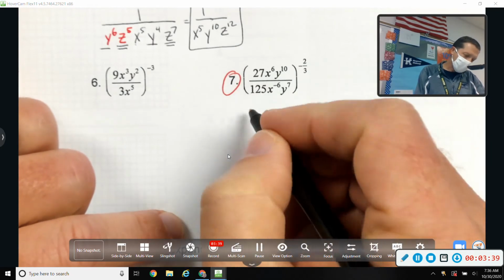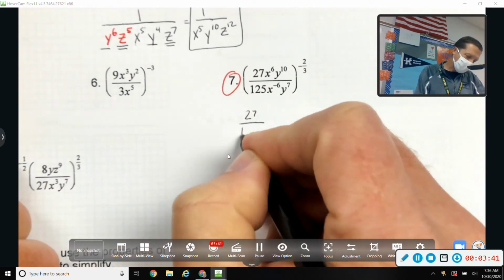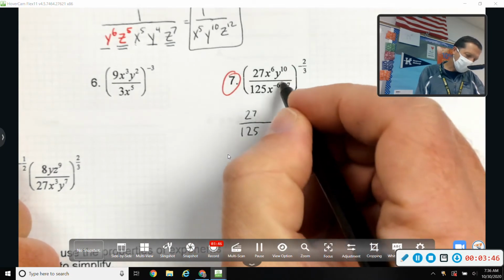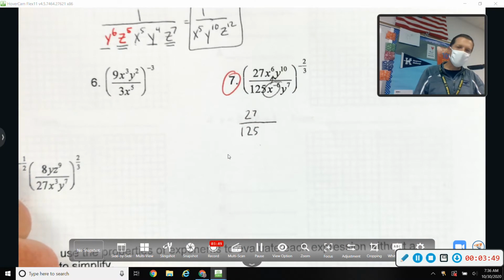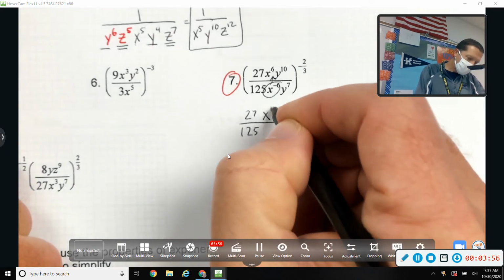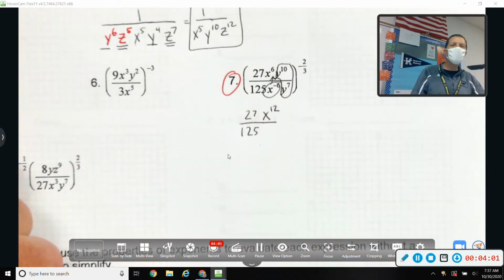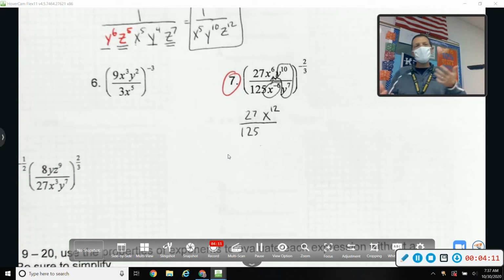27 and 125, kind of stuck with that. That won't reduce. Let's see, x to the negative 6 would go to the top. I'm trying to save space here, so how many total x's in the top do I have now? 12. And what about y to the 10th and y to the 7th? What's that become? y cubed on the top. Right? So if they're on the same side, you add them. If they're on different sides, you subtract them, but put them where the bigger one was.